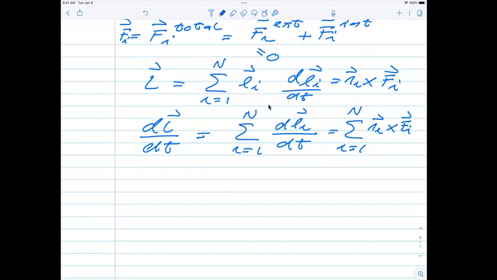Now, the next thing we need to do is simply to plug in these internal forces. So now we look at the case where the external force is equal to 0. So we have internal forces only.